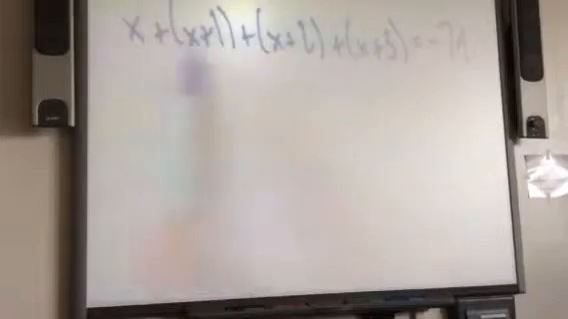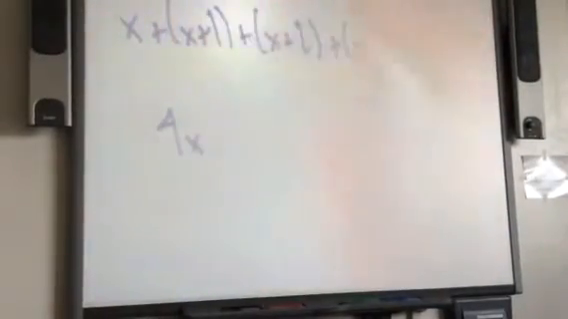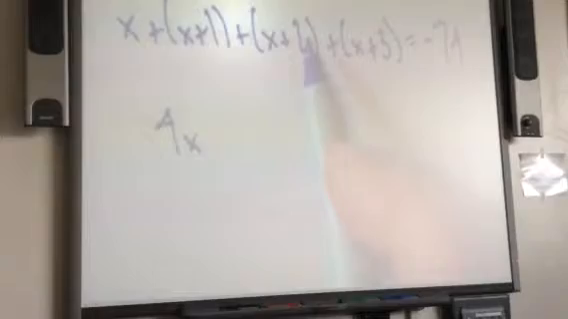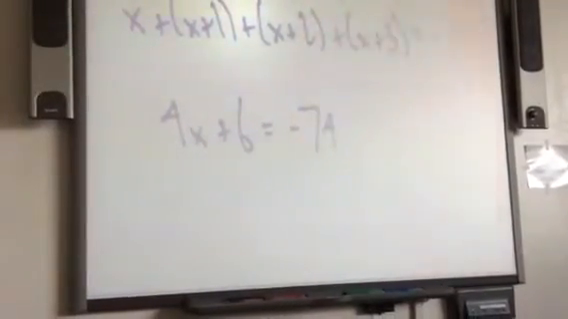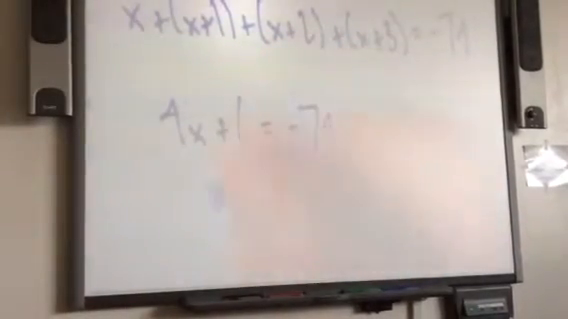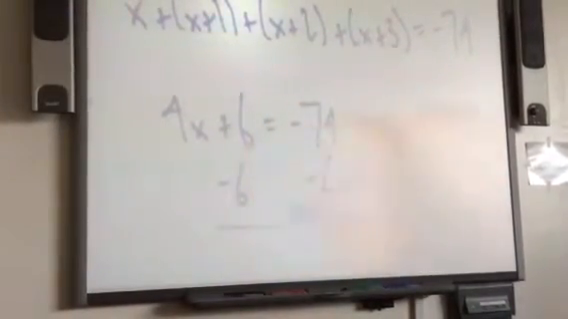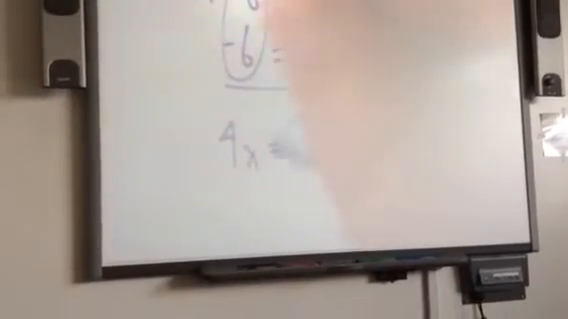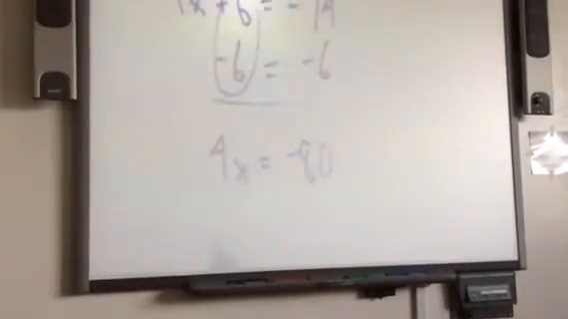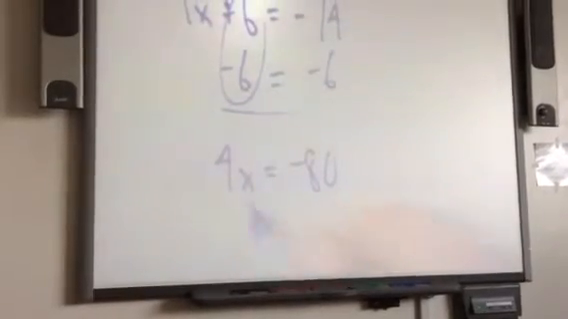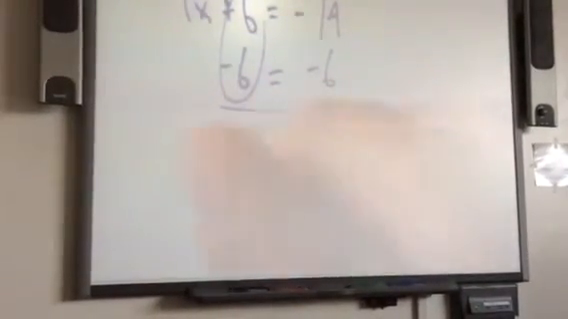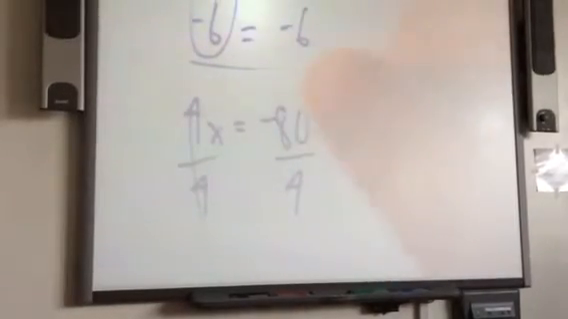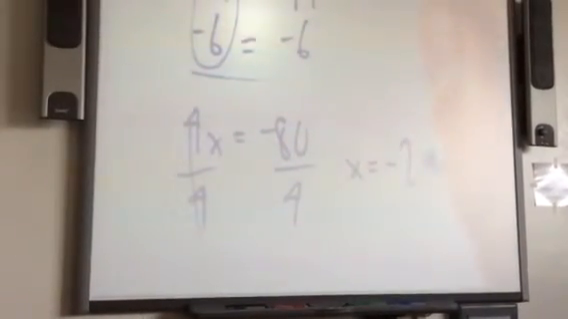And then it's the same thing solving it. We just combine like terms. There's 1, 2, 3, 4 x's. And then the numbers add up to 1 plus 2 is 3, plus 3 makes 6, equals negative 74. And then we just solve it. The opposite of adding 6 would be to subtract 6. We get 4x equals negative 74 minus 6, which is negative 80. And then the opposite of multiplying by 4 would be to divide by 4. Negative 80 divided by 4 is negative 20. So x equals negative 20.